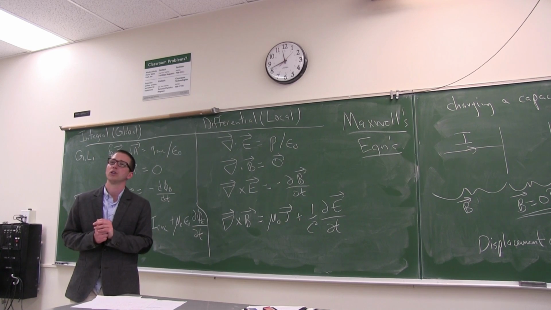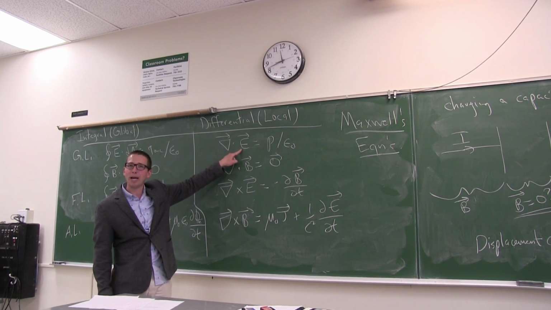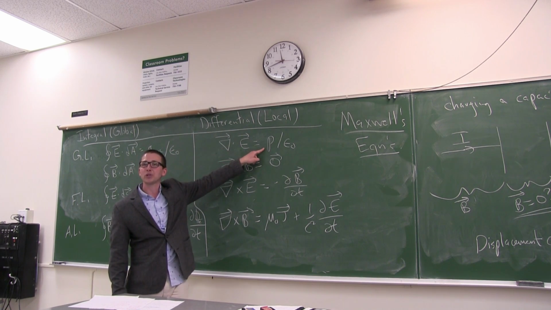Yes? What is the rho again for that first one? So this is rho, charge density. What this equation says is if you want a diverging electric field, you need a source.